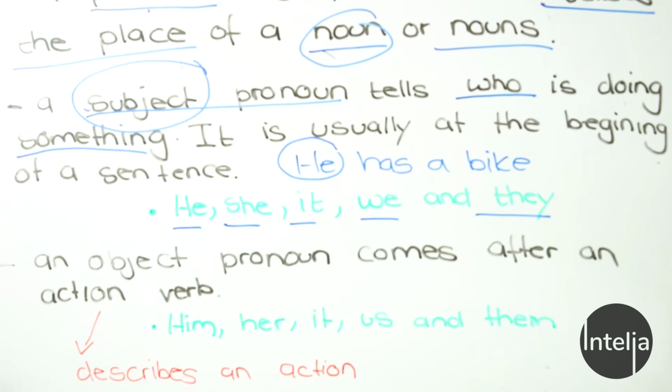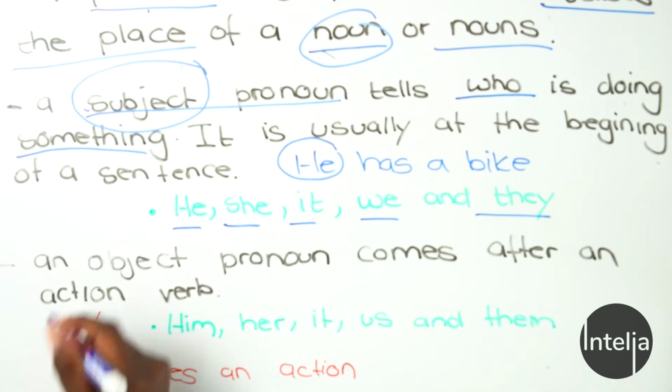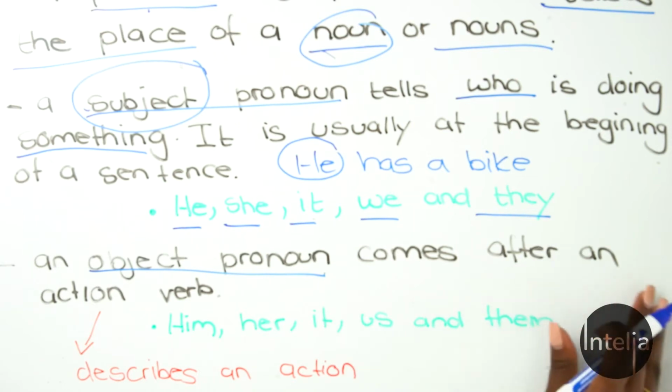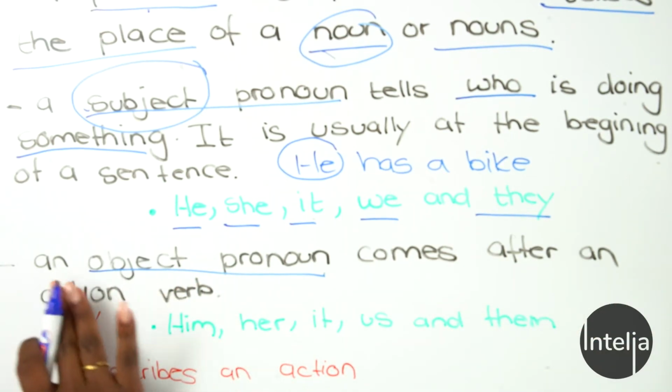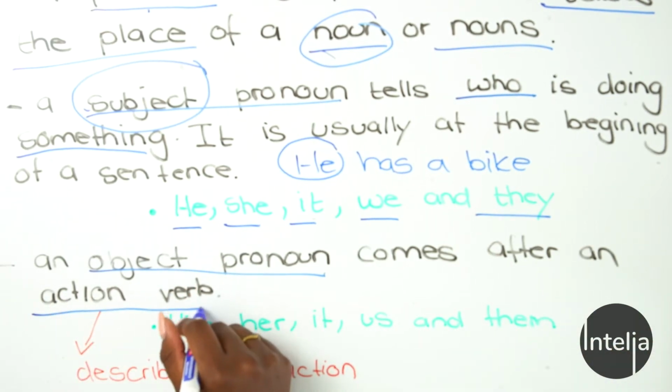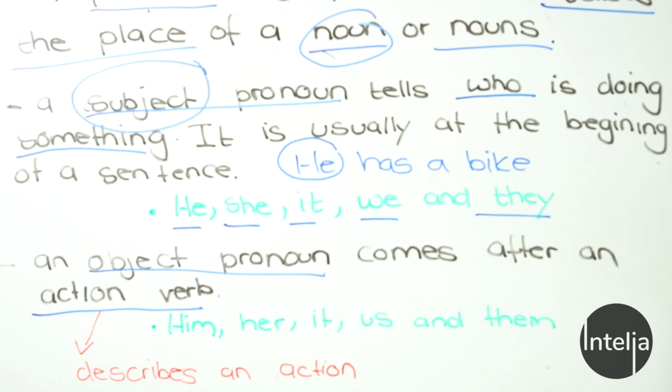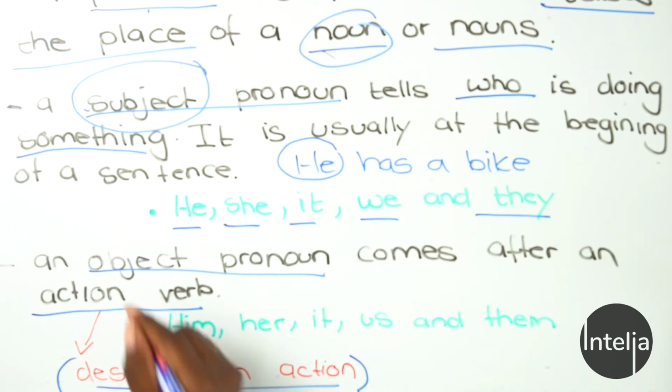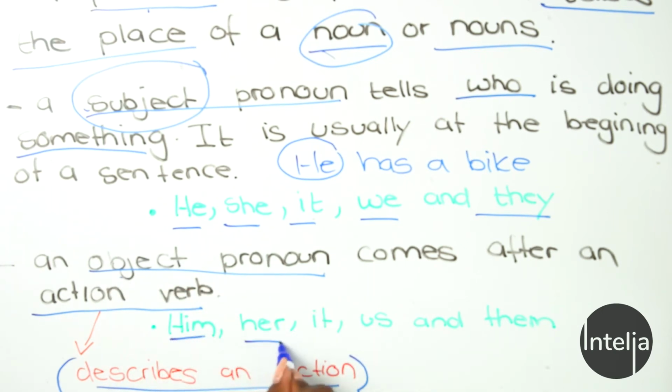Let's look at what an object pronoun is. So an object pronoun comes after an action verb. An object pronoun comes after an action verb. Do you remember what an action verb is? So, an action verb describes an action or the action. So, he kicked the ball. It's still a verb, but it's telling you how or what he's doing. Describes an action. So, examples of object pronouns would be him, her, it as well, us, and them.